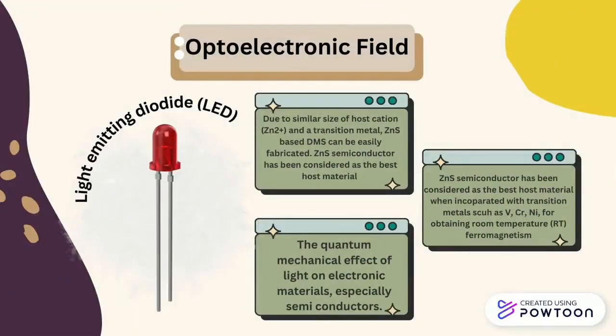As for the optoelectronic field, due to the similar size of host cation Zn2+ and a transition metal, zinc sulfide-based DMS can be easily fabricated. Zinc sulfide semiconductor has been considered the best host material when incorporated with transition metals such as V, Cr, and Mn for obtaining room temperature ferromagnetism. For example, in an LED, which is a light emitting diode. LED is the quantum mechanical effect of light on electronic materials, especially semiconductors.